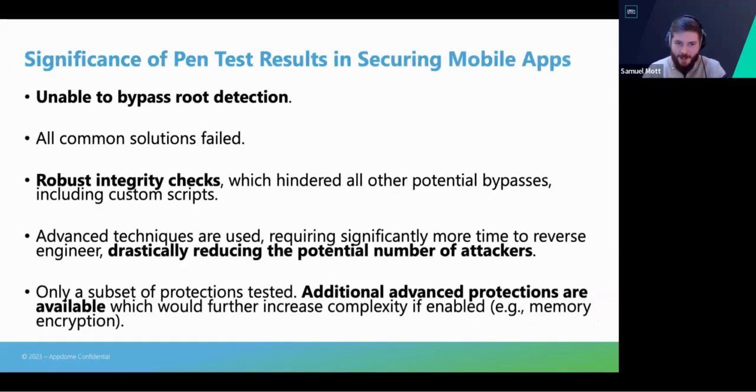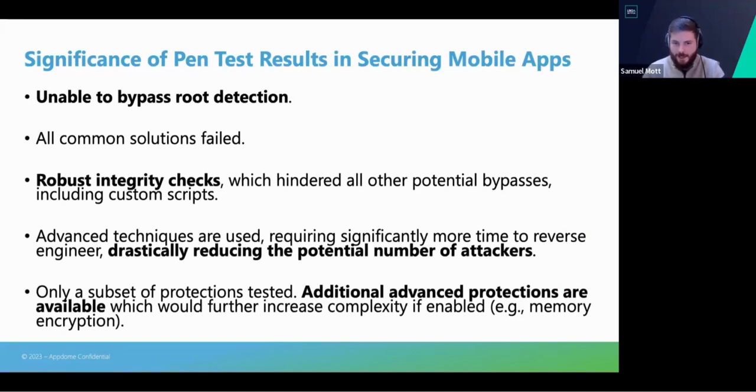So ultimately, I was unable to bypass the root detection within the allotted time period. As I stated before, all the classic solutions failed, mainly due to the robust integrity checks. A lot more time is going to be needed to make any substantial progress in reversing the application. It's clear that an attacker would need to be an experienced reverse engineer to tackle Appdome's protections, which, to be honest, rules out the majority of attackers because they're primarily opportunistic and looking for easier targets in most cases.